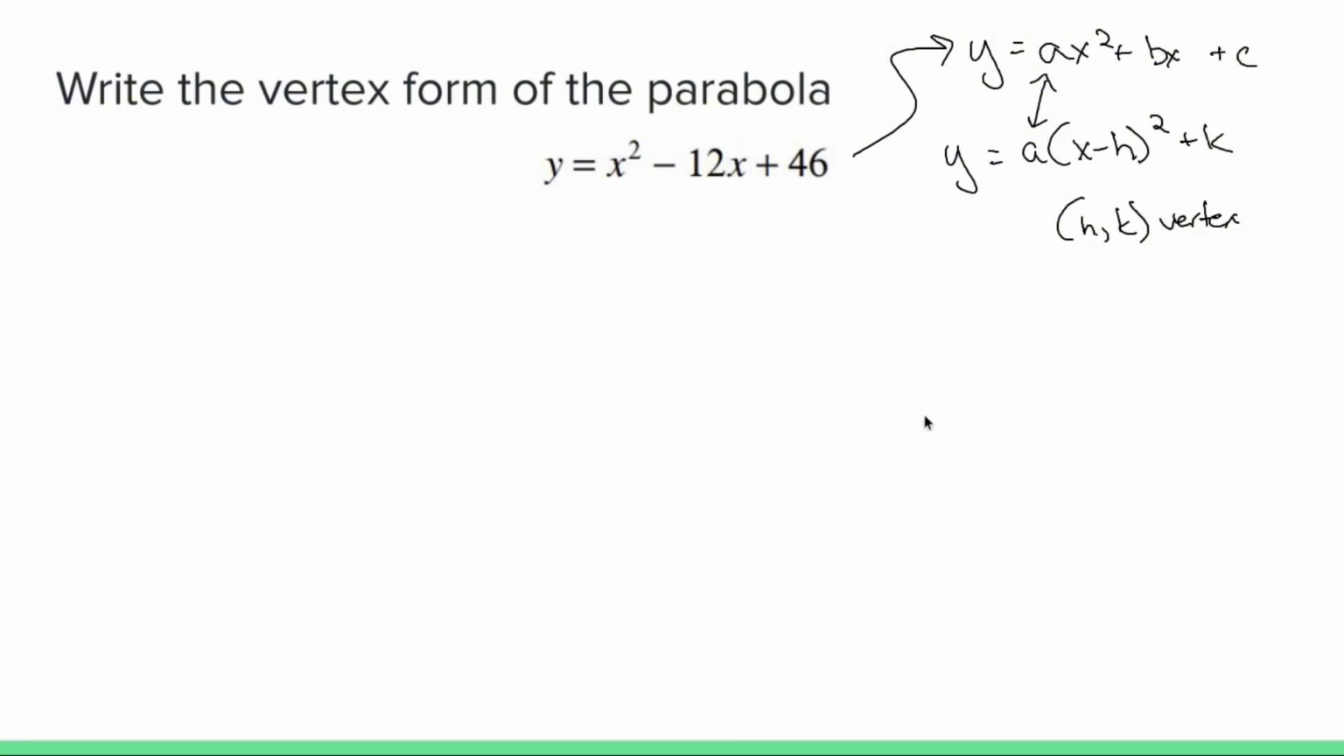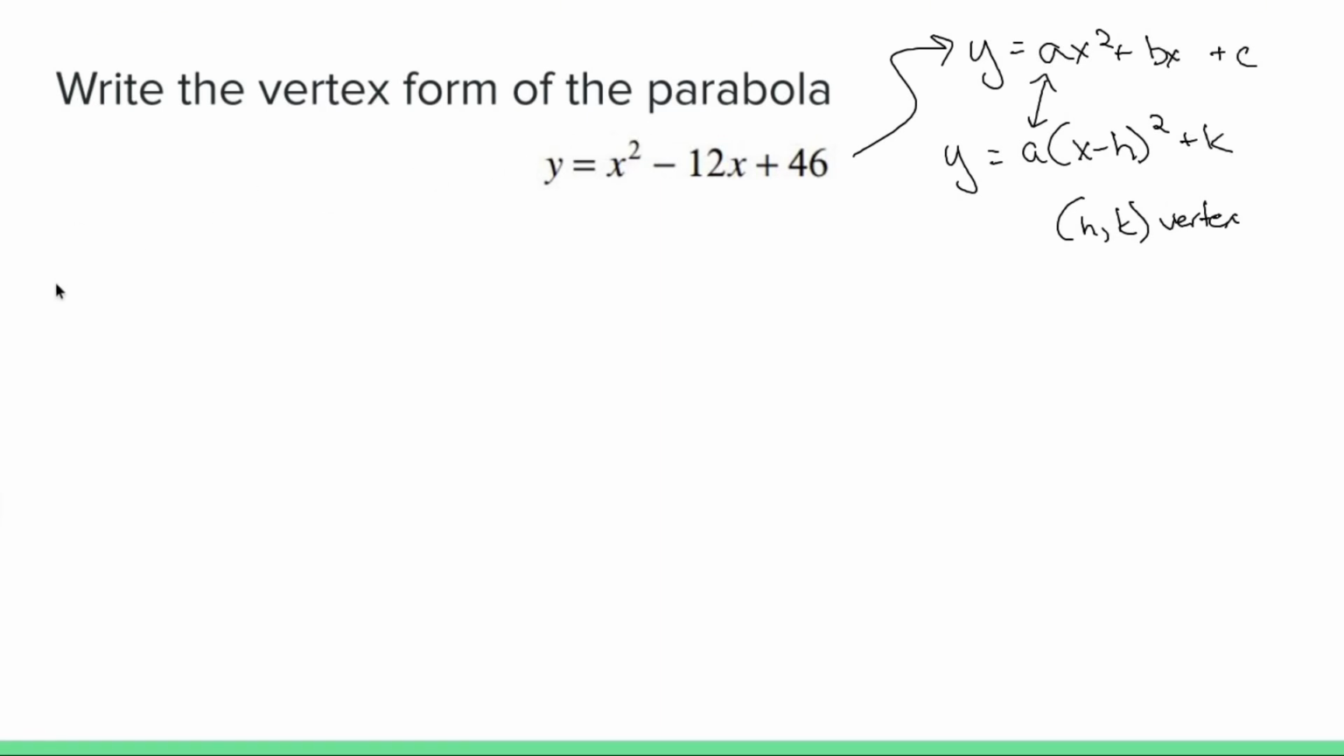So this is what I have to do. I have to take this information here and find my vertex. Once I find my vertex, I'll label it h, k. I already know that a is an invisible 1. I put it all together in that formula right there, and that's going to be my answer.